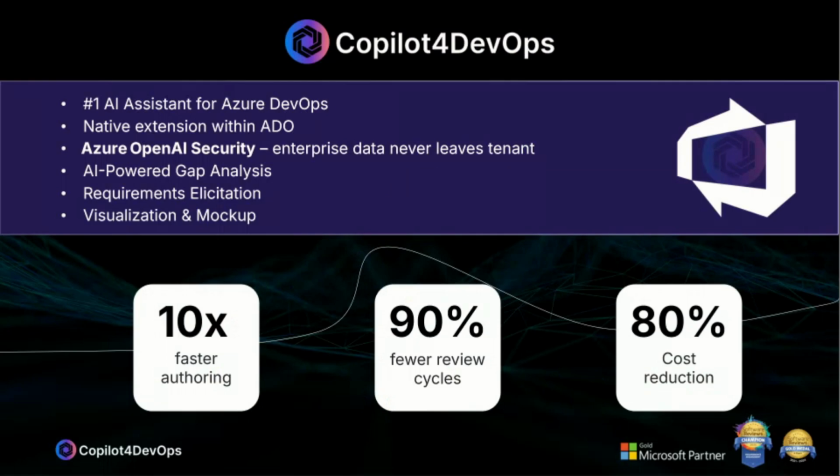Copilot for DevOps is the number one AI assistant native to Azure DevOps. It's backed by Azure's OpenAI security policy. Users can be confident their data is secure, and early adopters are reporting improvements in efficiencies within their projects, such as faster authoring, fewer review cycles, and significant reduction in overall project costs. And this is because Copilot for DevOps is packed with capabilities that address some of the most inefficient elements of your project, as you shared earlier today.